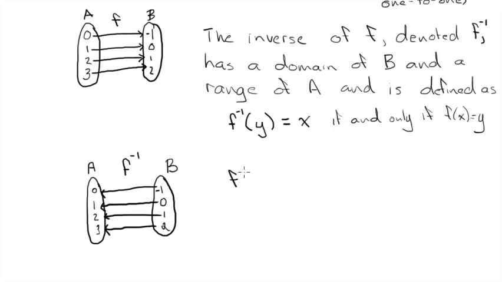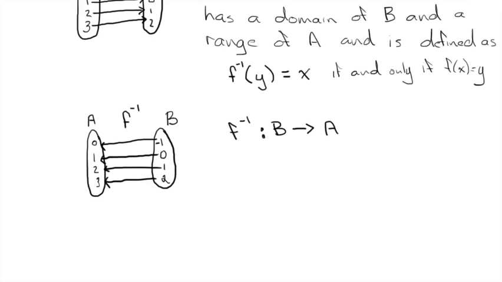So f inverse just goes from B back to A, and it does so taking each element back to where it started, under f. Okay, so that's what an inverse is. One thing you might be asking is, this might be obvious to you, but why did f have to be 1-to-1? So I said f must be 1-to-1.